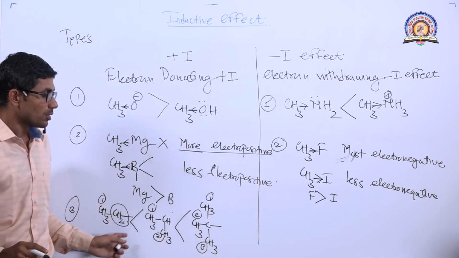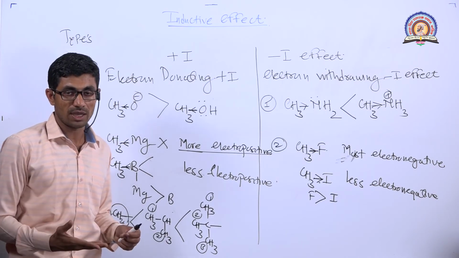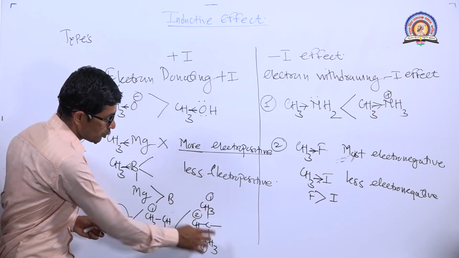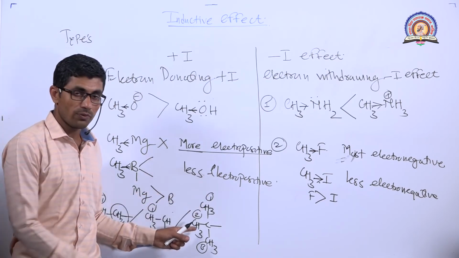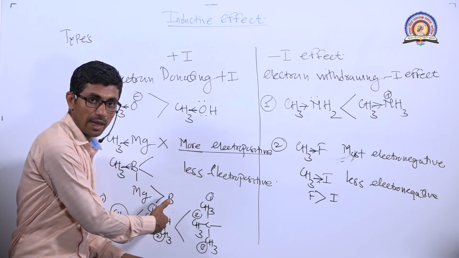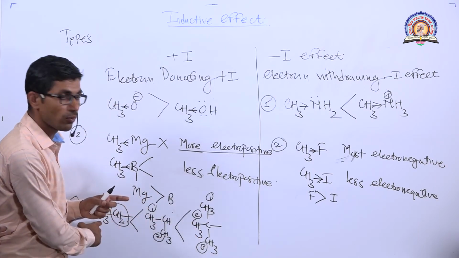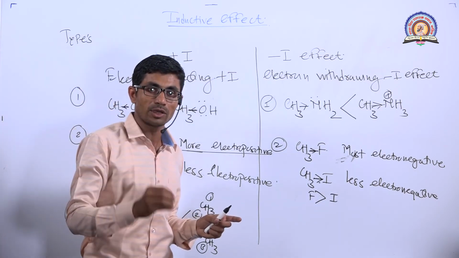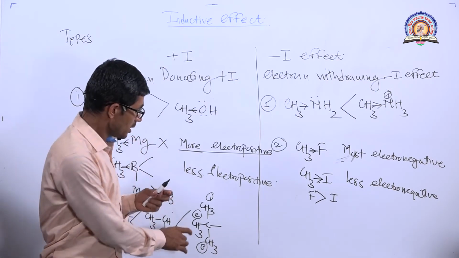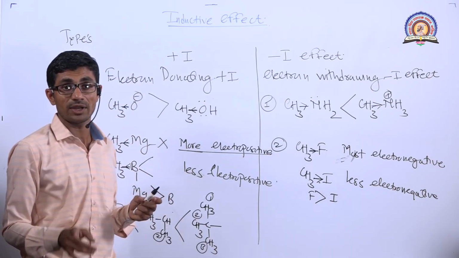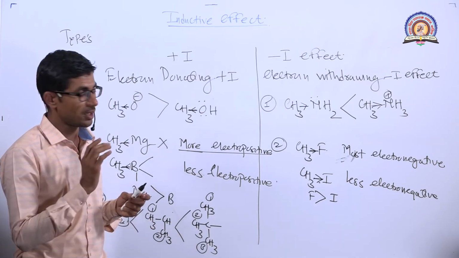Okay, so we can say which group has the more plus I effect. Here there are 3 alkyl groups, here only 2, here only 1. So as the number of alkyl groups increases, the plus I effect also goes on increasing. This group shows the more plus effect as compared to the other groups. So more alkyl groups, more plus effect.